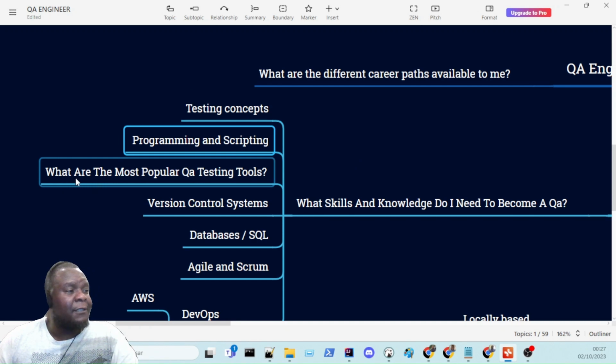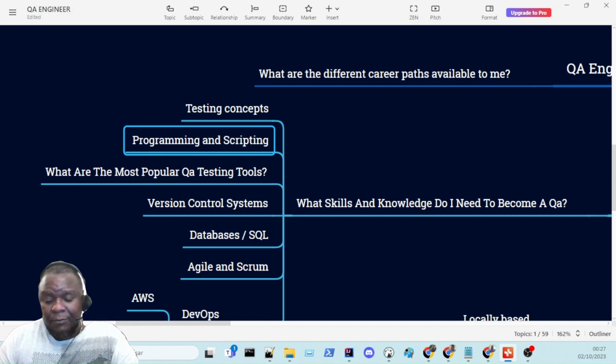What is the third thing here? What are the most popular QA engineer testing tools? So we have here some tools that you can use in your daily activities. For example, work with some management tool to record and create the test cases and to register some bug, right, for the development team to fix it.